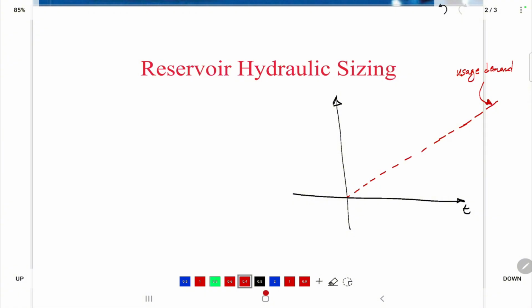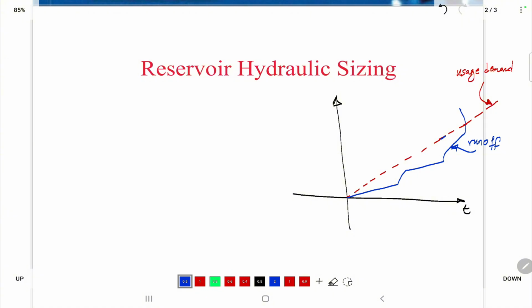And at the same time, I have runoff, maybe something like this, runoff into the reservoir. Okay, now the sizing of the reservoir will be the maximum distance. I'll seek the maximum distance between this line and this line.